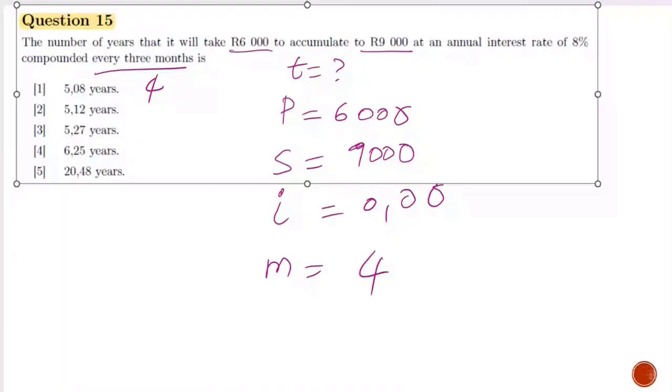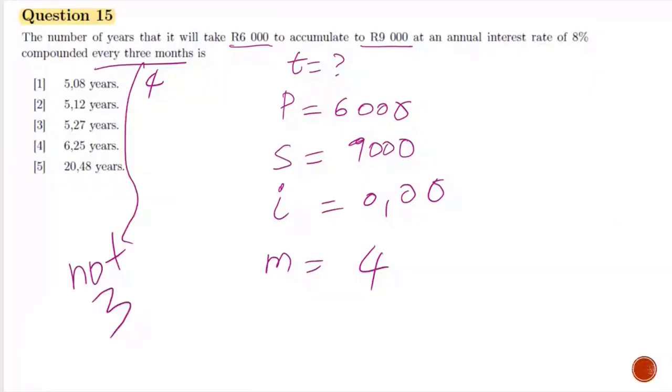Not 3. Don't think, oh, this thing is compounding every 3 months, therefore your M is equal to 3. If ever they say this thing is compounding every 2 months, how many 2 months do you have in a year? You've got 2, 4, 6, 8, 10, 12. You've got 6 2-month periods. So your compounding periods, that means your M is going to be 6 in that case, not 2. If you think you are struggling with the compounding periods, you have a reason to contact me and have a one-on-one session.